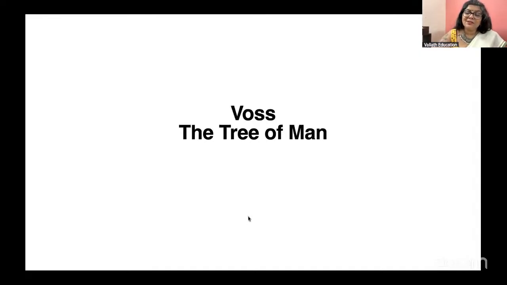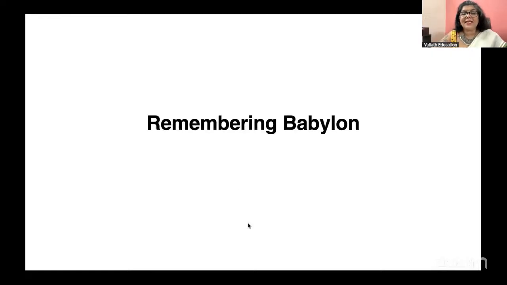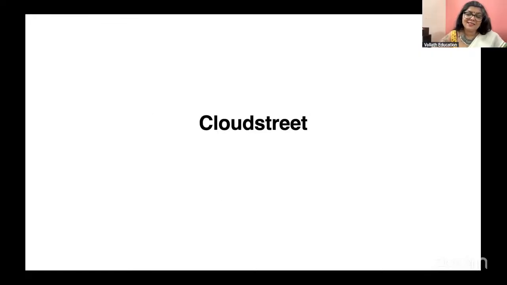The Tree of Man and Voss. In case they ask a textual question from The Tree of Man, we should know the story also. It is Patrick White. Oscar and Lucinda is by Peter Carey. Remembering Babylon is by David Malouf. Cloud Street, Tim Winton, an environmentalist writer. He's Australian. I forgot to put Australia.